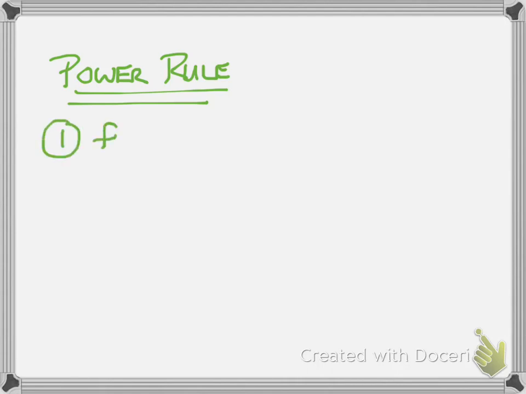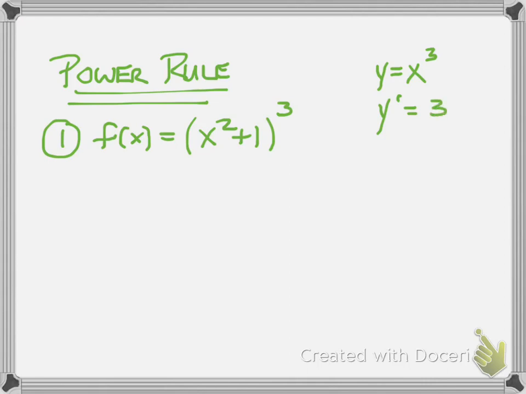Let's suppose that the function is x squared plus 1, all raised to the third power. The problem we have here is we've never had anything quite like this before. What we've had is something like maybe x to the third. If you had x to the third, that's an easy derivative. All we have to do there is use what we know as the power rule, which means you bring the coefficient down, and then you reduce the power by 1.